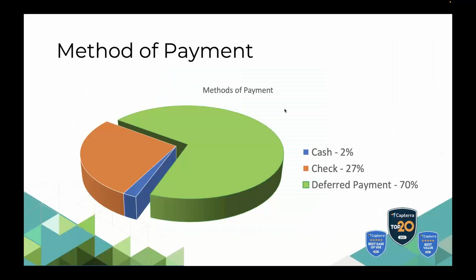One thing that we wanted to point out is we've been tracking how customers are paying contractors. Last year we noticed that only 2% were paying with cash, 27% paid with check, and 70% paid with some type of deferred payment. That was either they had applied for financing, or they paid with a credit card, or they borrowed from somebody else, some other type of deferred payment.